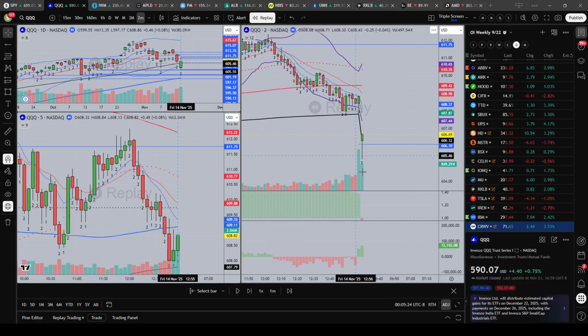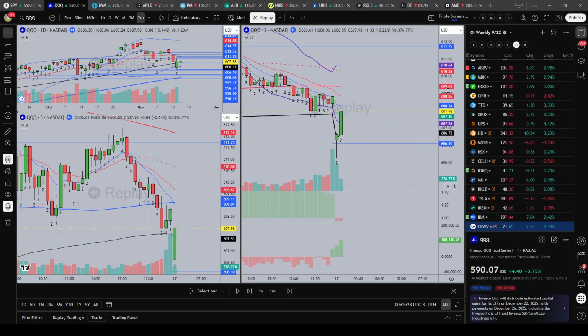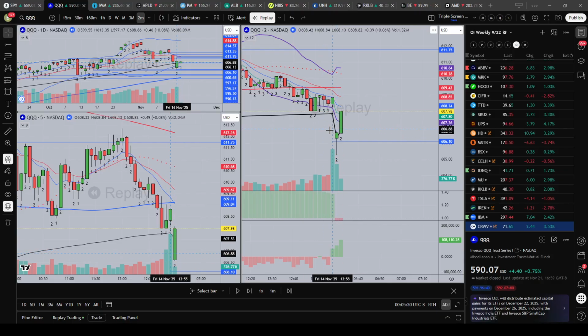So here we get this 2 candle. Okay, what's the next candle going to do? Okay, so here it's showing pretty strong aggression. 2 down, right? It was red, then it's green, and now it's green to the upside.